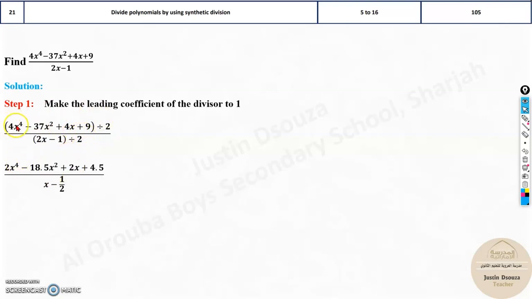So you're going to get 2x to the power 4. 37 divided by 2 is 18.5x squared. 4 by 2 is 2. 9 by 2 is 4.5. Here it will be 2x divided by 2, which is x minus half. Now you can tell what the x value is. x equals positive half. So write this. Positive half is 0.5 over here.